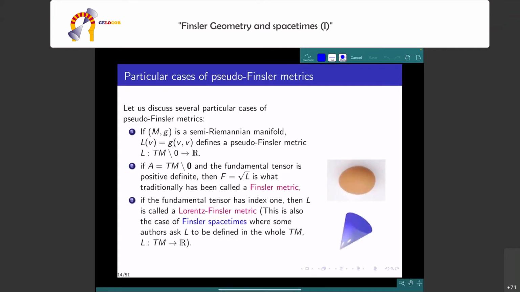Then we can consider Lorentz Finsler metrics. The particular thing here is that the fundamental tensor has index 1 or n minus 1. Okay. Well, in this setting, we will define Lorentz Finsler metrics. There are several subtleties, and I will discuss these subtleties in the third talk because there are different ways to define what a Finsler spacetime is. But probably this fact that the fundamental tensor has index 1 is common to all the definitions.